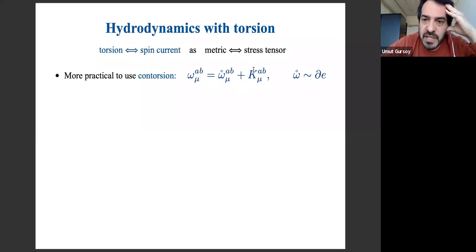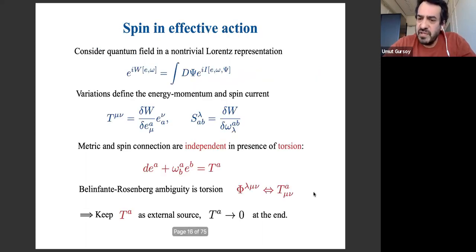So the contortion is essentially defined by using the spin connection. The spin connection can be decomposed into two parts in the presence of some non-trivial geometry with a torsion. This is the torsionless part, this is the torsion part. This torsionless part is given in terms of the derivatives of the field vielbein. So in the limit where the vielbein is flat, the metric is flat, this is gone. And the spin connection and the contortion become equivalent. And the contortion can be written in terms of T, as you know, by just anti-symmetrizing.